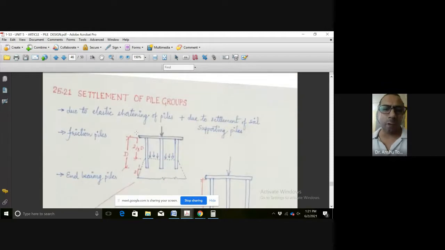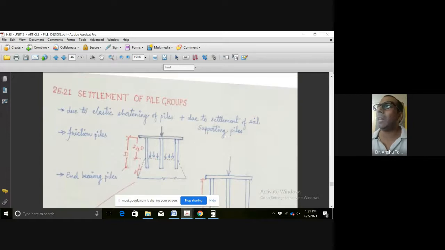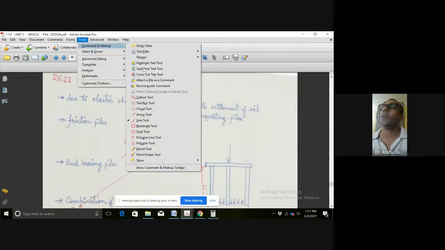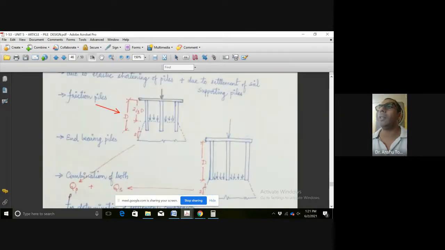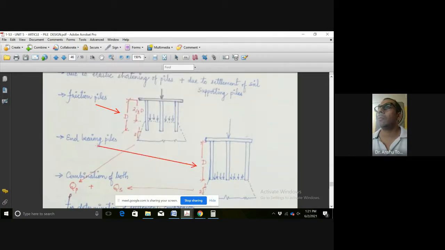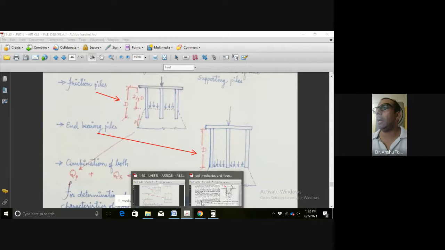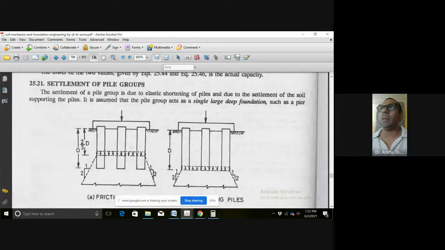Now this is the settlement of the pile groups. Due to elastic shortening of the piles plus due to settlement of the soil supporting the piles, the elastic shortening of the pile plus the settlement of the soil is going to give us the total settlement. For friction piles, we have this first case. For end bearing piles, we have this one. Again, let me pass through it. Settlement of the pile groups.